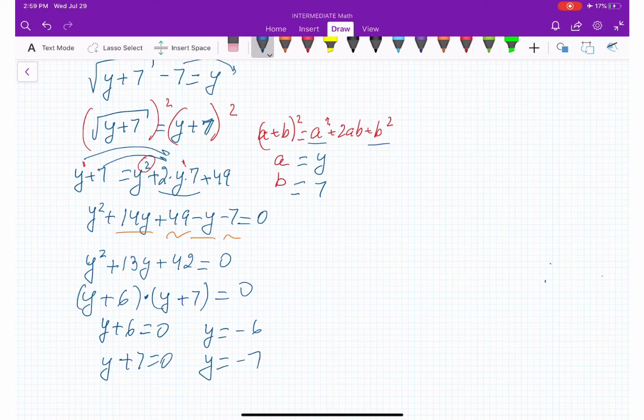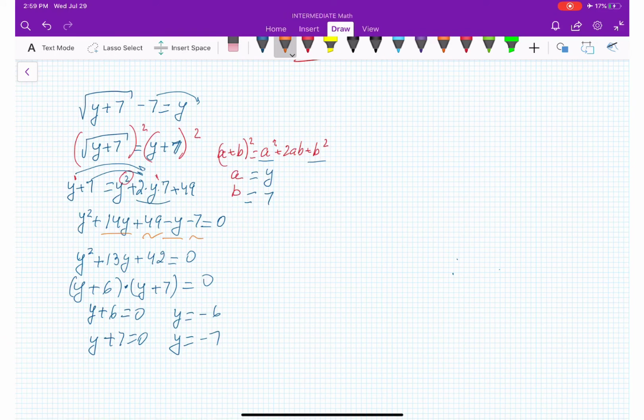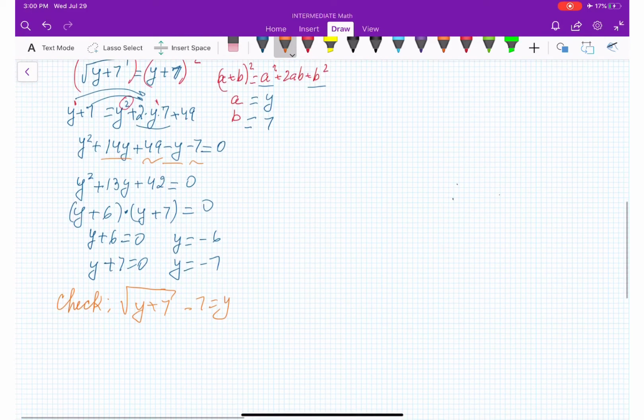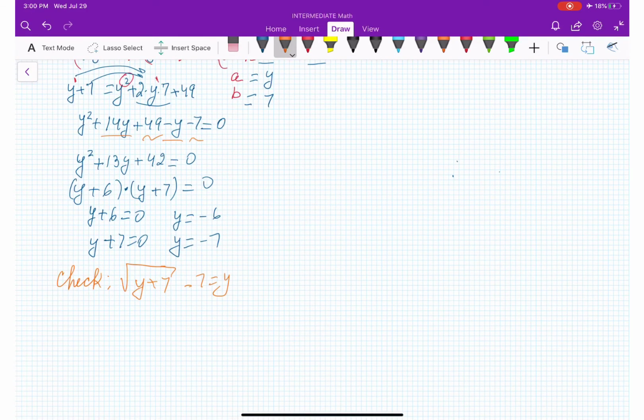Let's not forget to check it. See what we get. All right. So square root y plus 7 minus 7 is equal y. Let's start with, let me see. Okay, I can start with negative 6. So square root negative 6 plus 7 minus 7 equal negative 6. So negative 6 plus 7 is 1. Square root is going to be 1. Minus 7 is equal negative 6. Bingo! Negative 6 equal negative 6.